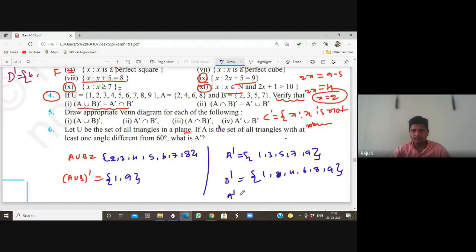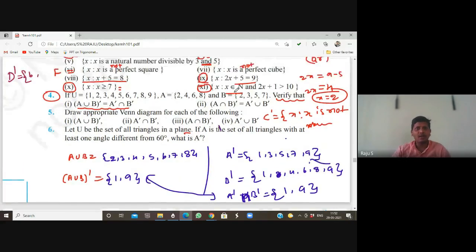Then A complement intersection B complement. What are the common elements? 1 is common, and 9 is common. So both will be equal. Actually, these are the properties. It is always true.